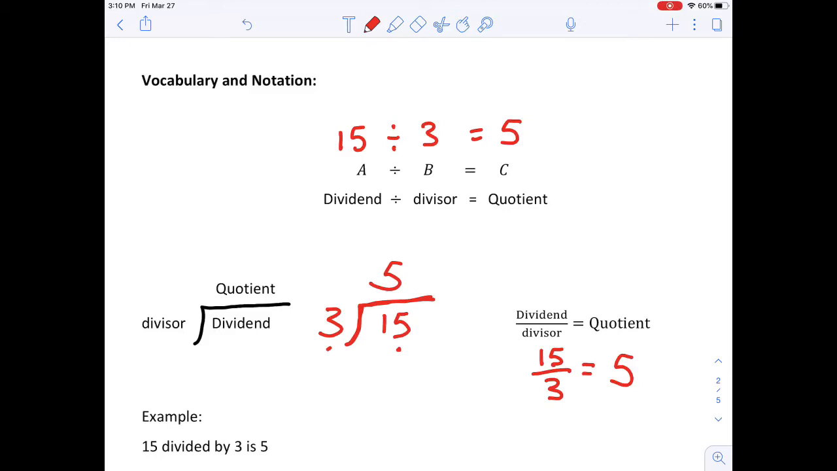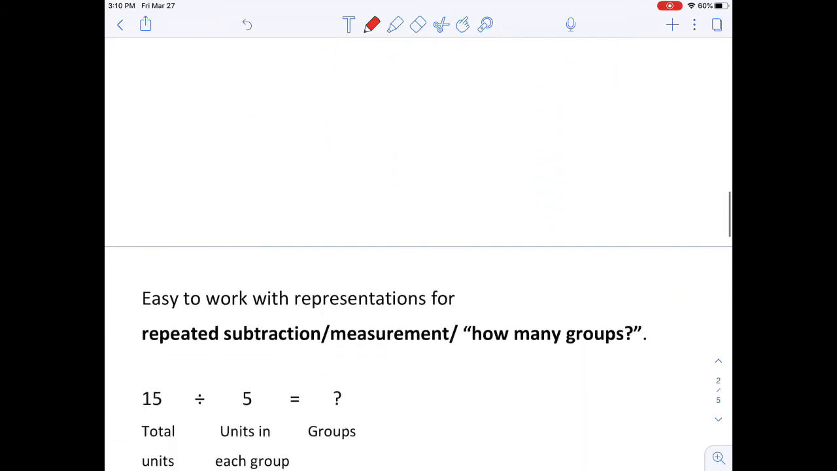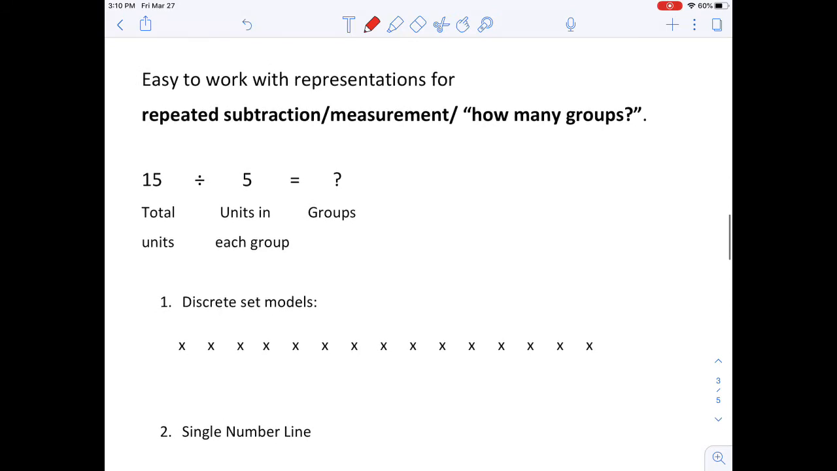So in the end, if you know the dividend, the divisor, and the quotient, then you have the full picture and you can use any representation you want. But some representations are more helpful than others if you're trying to use the picture to solve the problem. So let's start with our repeated subtraction, measurement, how many groups perspective. 15 total units divided by 5 units in each group, and we're trying to find the number of groups. We might start with a discrete set model.